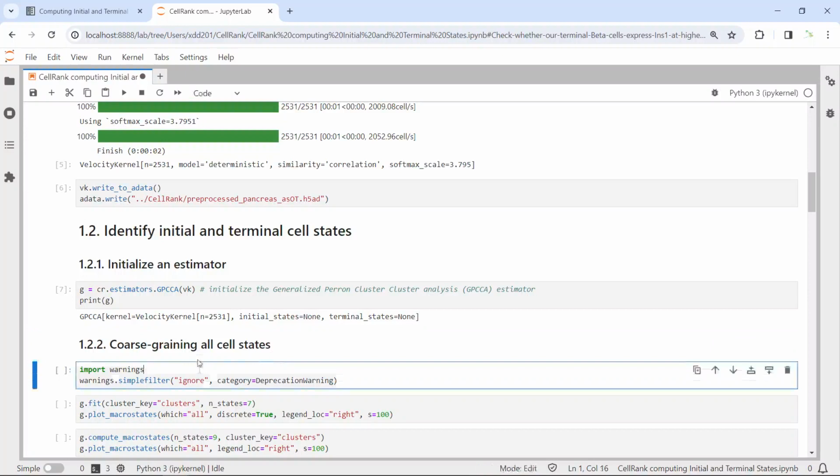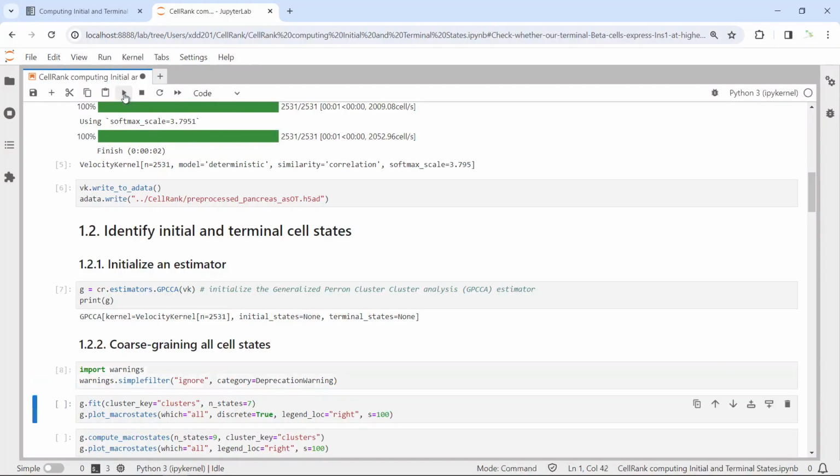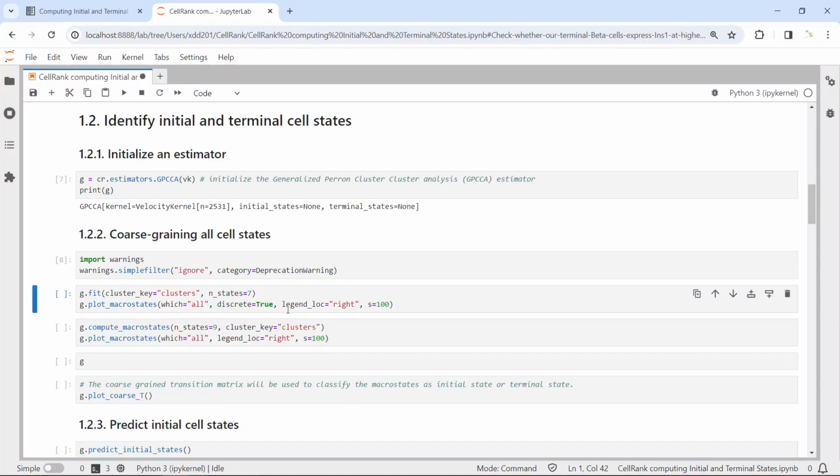First, we can ignore the warnings. In this dataset, we have 7 cell clusters. If we consider each cell cluster as a cell state, then we can set the number of states as 7 to run the analysis. Let's set n_states as 7 and have a look at all the possible cell states in this dataset.